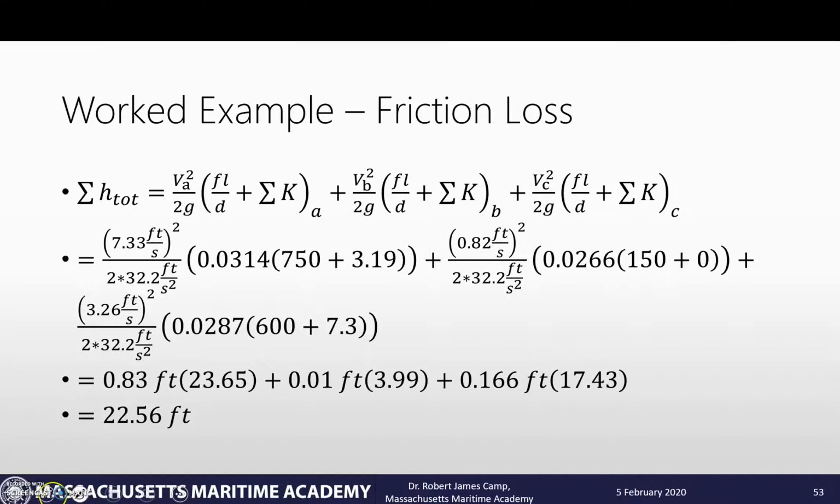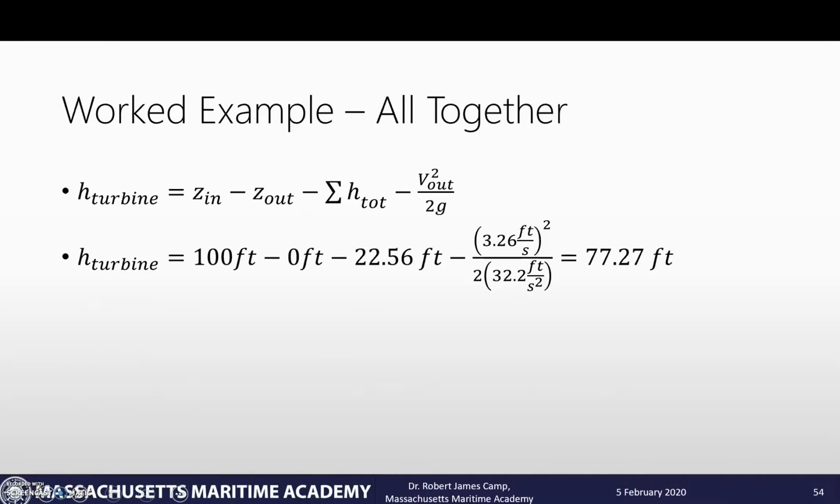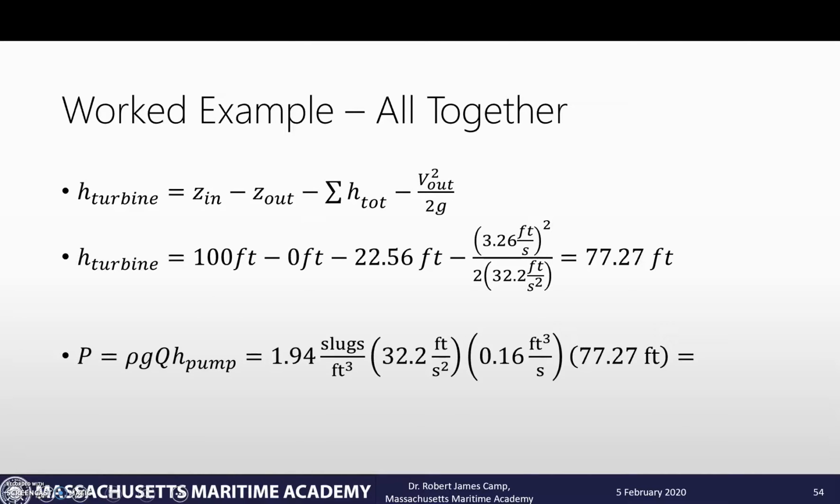So at this point, we plug that into our energy equation, this initial equation that we wrote out. And as we plug all those numbers in, we're going to find the head extracted by the turbine is 77.27 feet. And from there, we go to our equation. The power is going to be rho GQH.